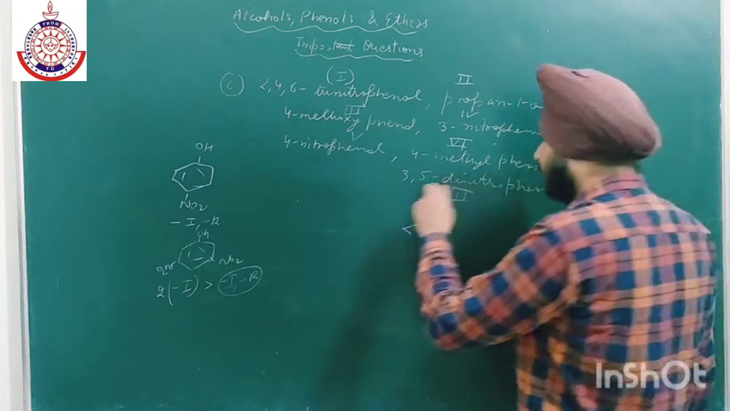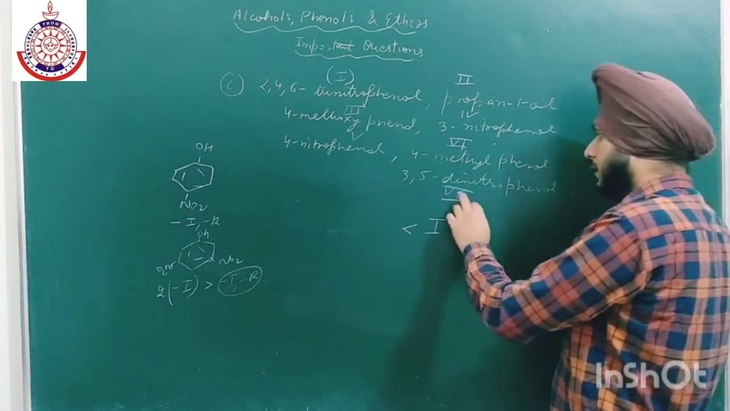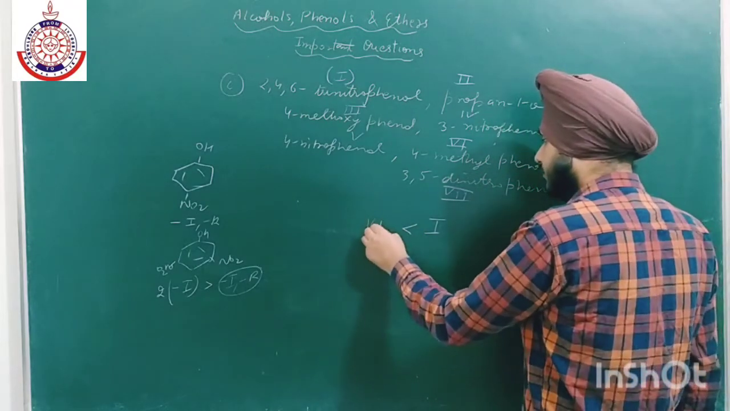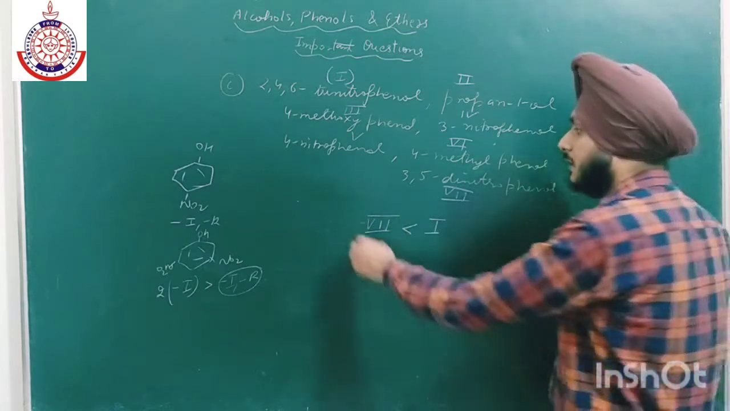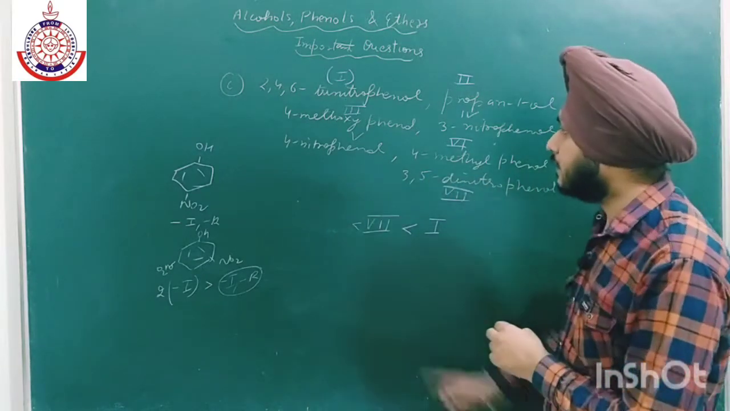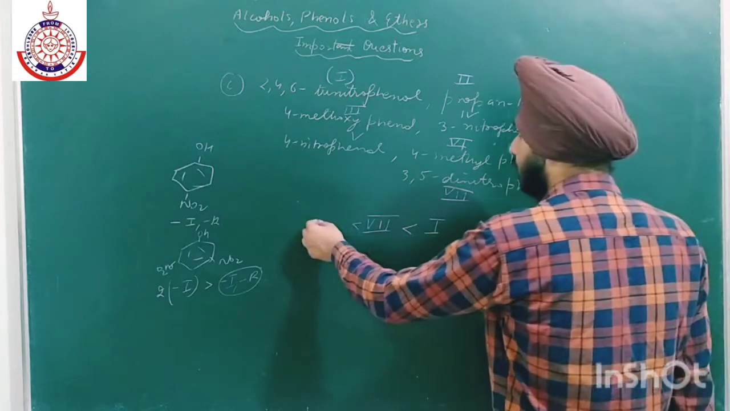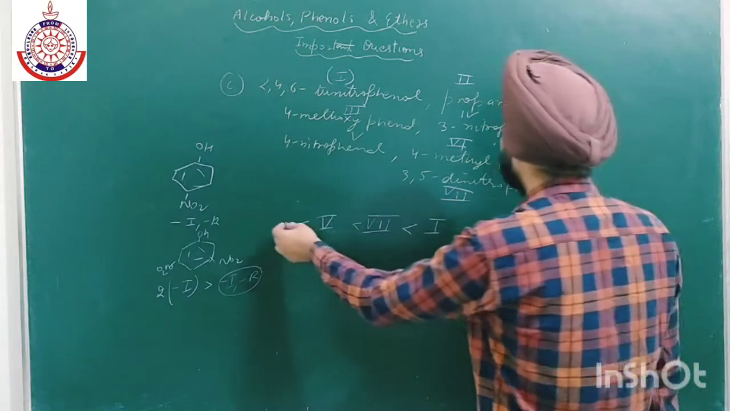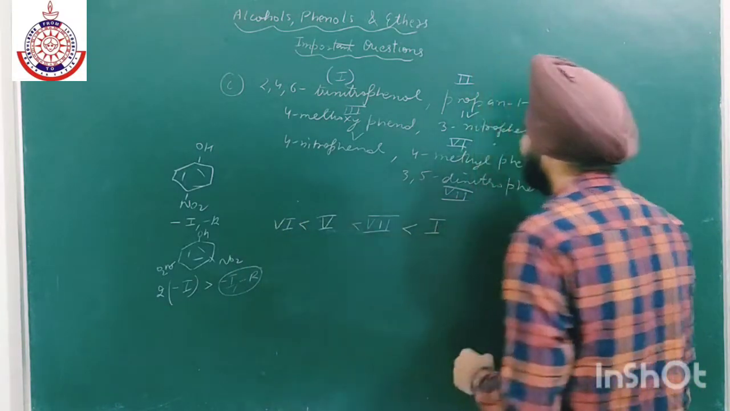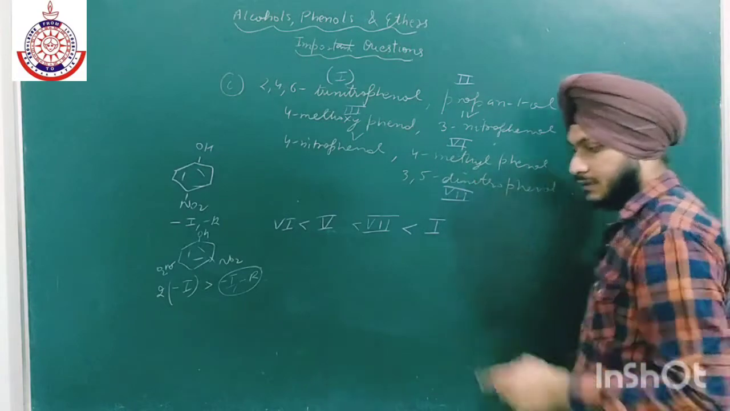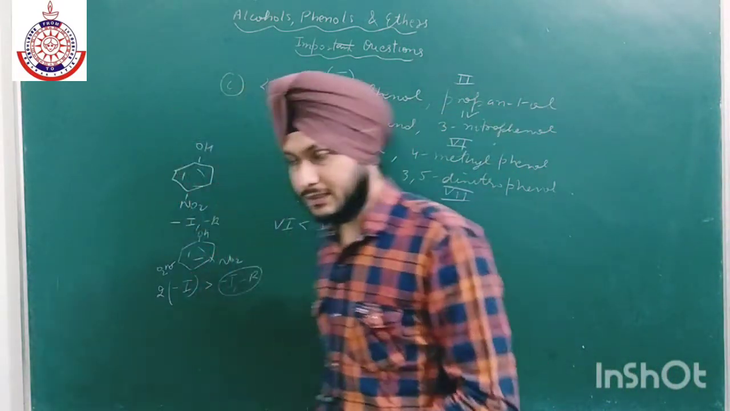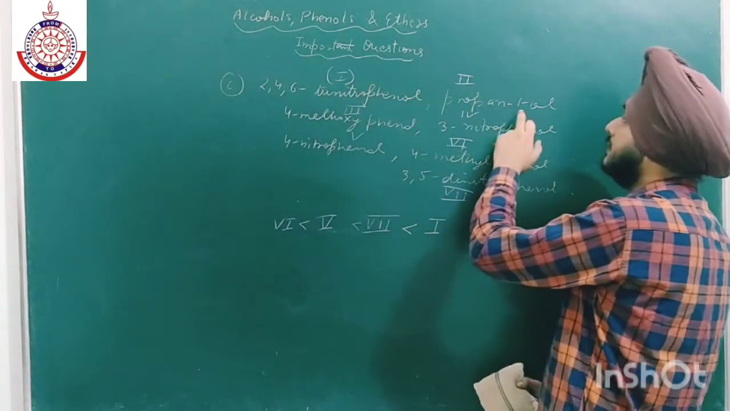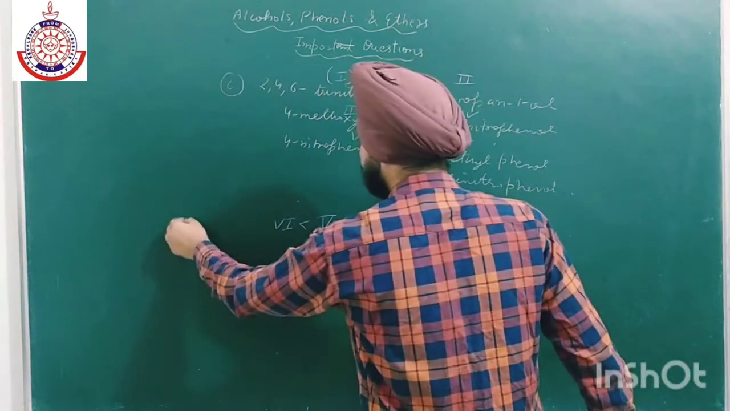So here also the acidic strength of 3,5-dinitrophenol is greater than that of 4-nitrophenol. So we have the 7th one, and after that we have 4-nitrophenol. 4-nitrophenol is the 5th one, and then we have 3-nitrophenol. Now we are left with these 3. As we all know, aliphatic alcohols are the least acidic, so the least acidic is the 4th.